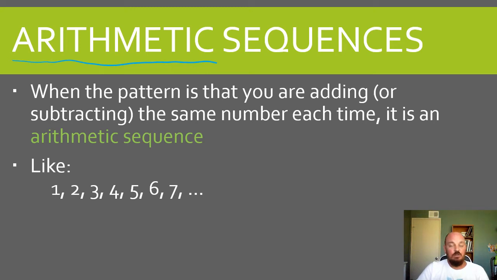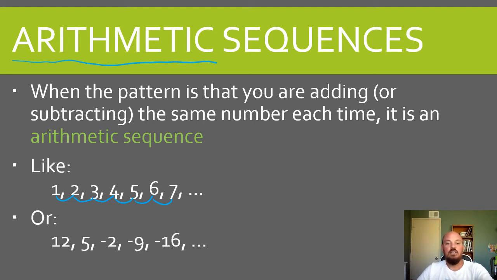So in fact, the very first sequence I showed you today was an arithmetic sequence. The numbers 1, 2, 3, 4, 5, 6, 7, ... If you notice, the pattern here is you start with a 1, and then you're adding 1 each time. Plus 1, plus 1, plus 1, plus 1, plus 1, plus 1. The next one, 7 plus 1 would be 8. So basically that's the pattern. You're adding 1 each time.